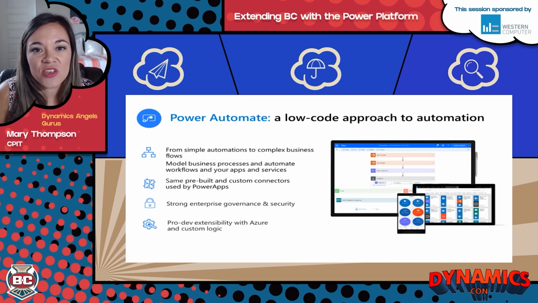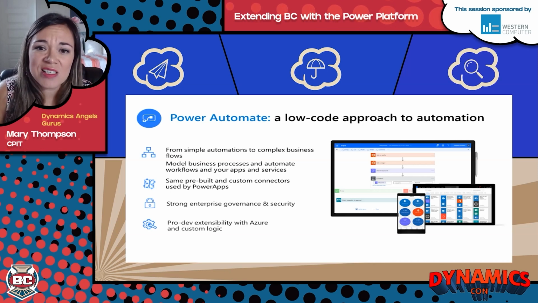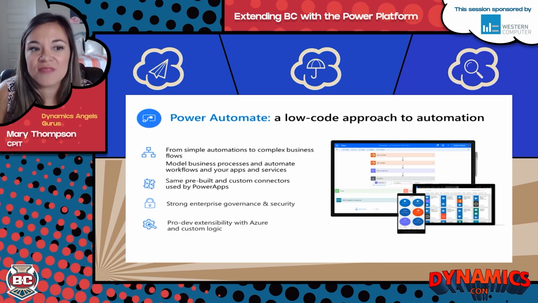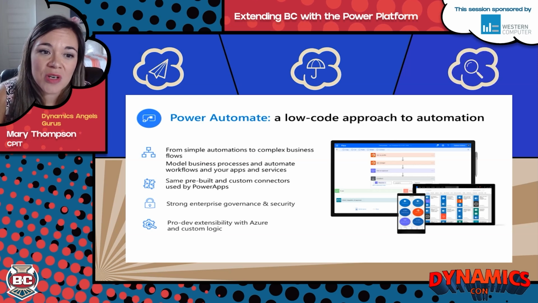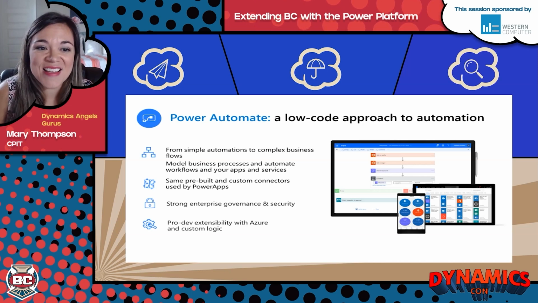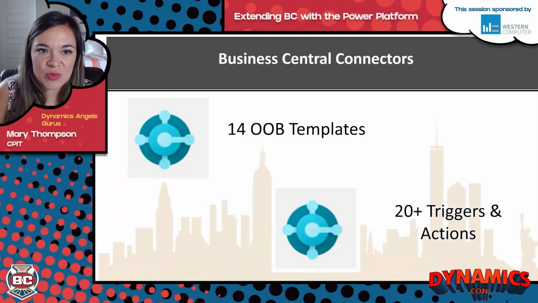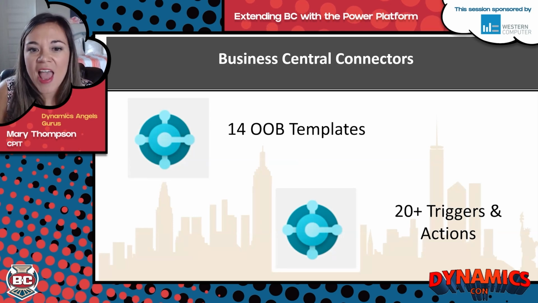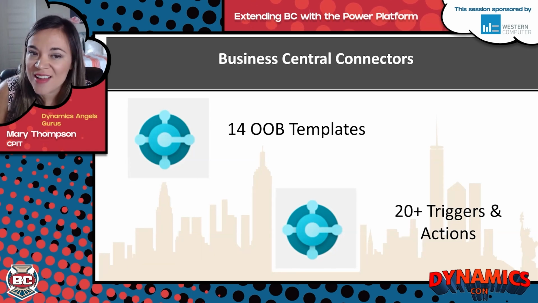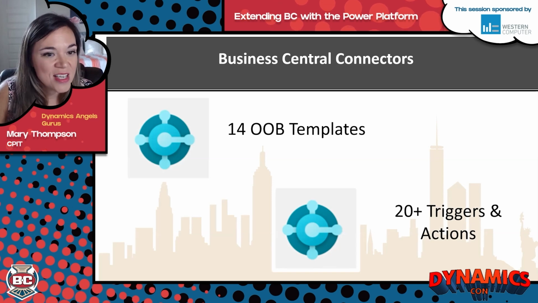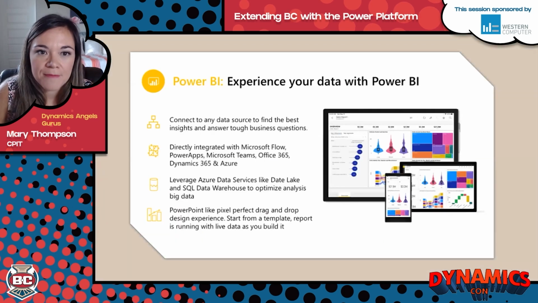You also have the new RPA, which allows you to create automated processes for systems that aren't even inside of Dynamics 365. And again, we're bringing over that strong enterprise governance and security as well. Fun facts that we'll look at a little bit later as well is Business Central has 14 out-of-the-box templates and then over 20 triggers and actions to make it really easy to just plug and play. And we'll show that in our live demo.